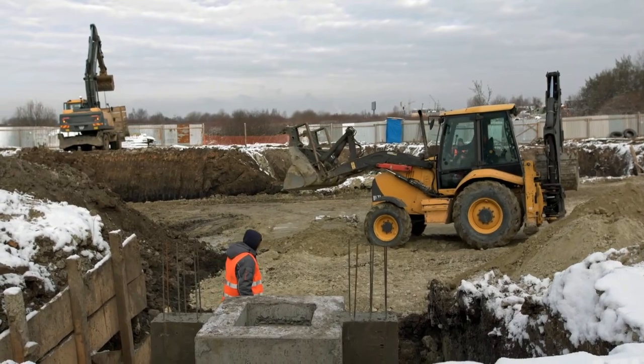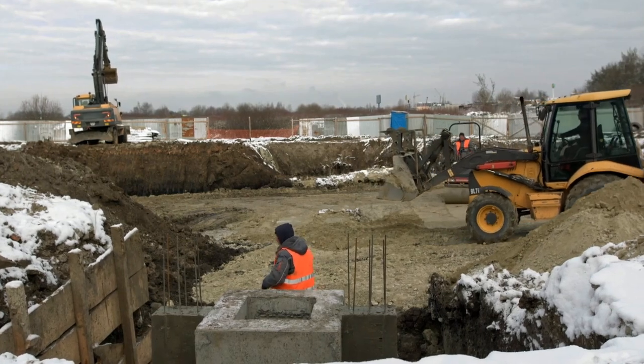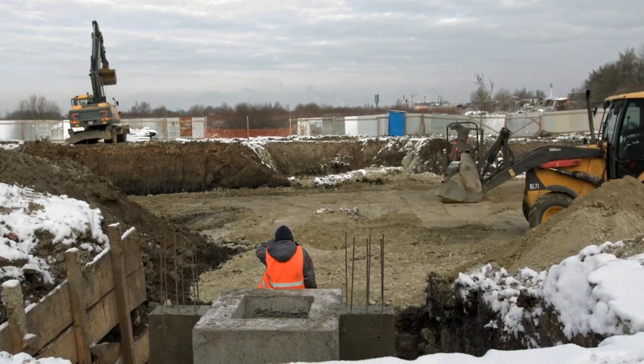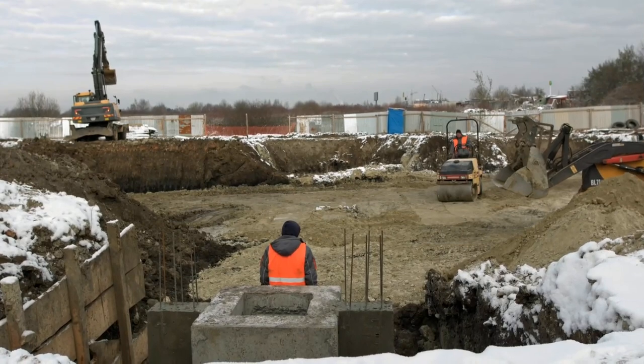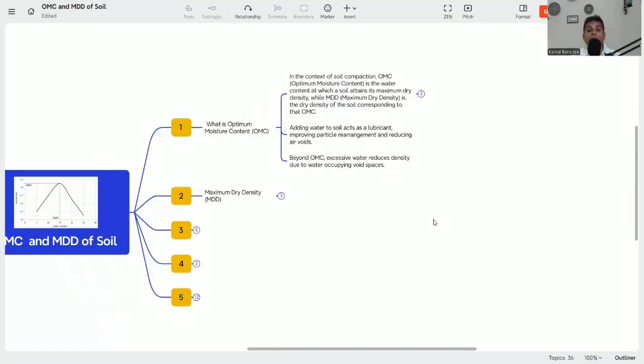So first, what is optimum moisture content? In the context of soil compaction, OMC, or optimum moisture content, is the water content at which soil attains its maximum dry density, while MDD is the dry density of the soil corresponding to the OMC.